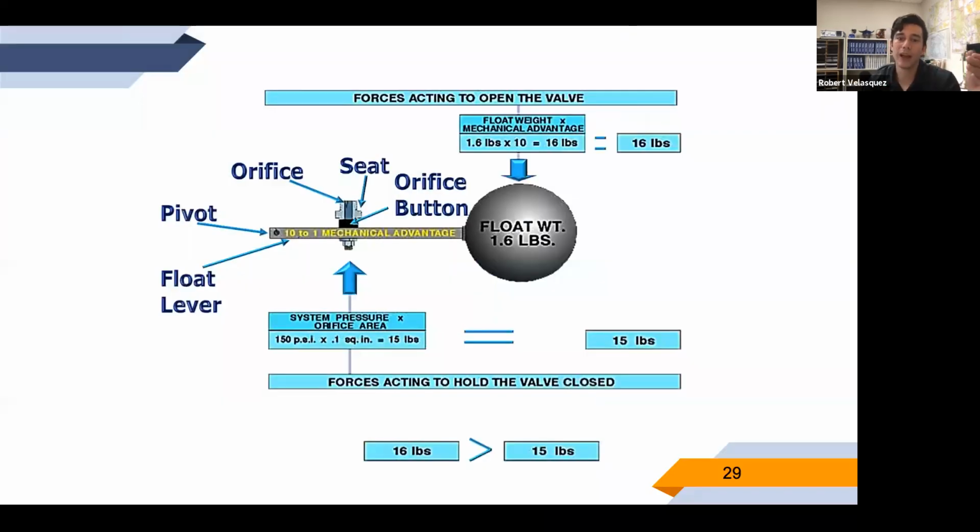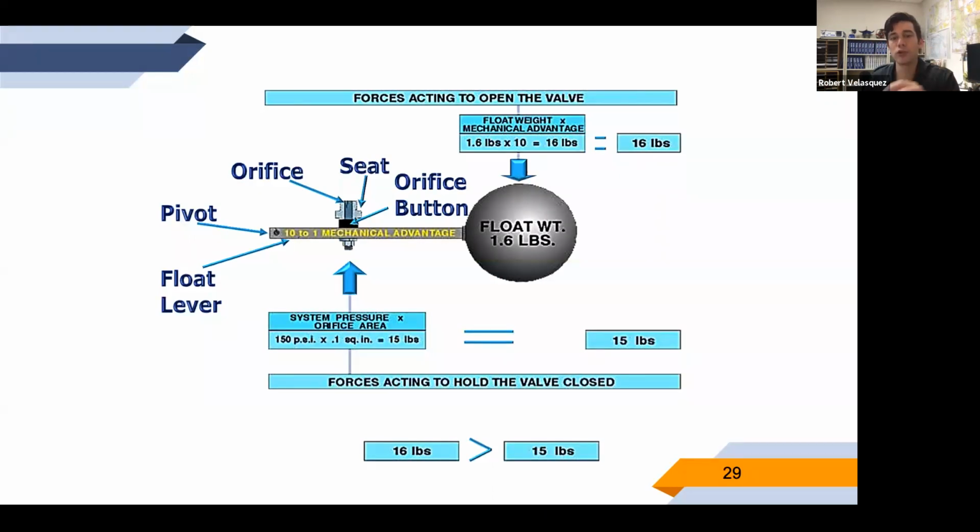The reason for that mathematically is that the lever is creating more force, so that we can create more force for this thing to open than what system pressure would be to close it. And so this gets a little heady on the math, but let's walk through this real quick. So if I've got a 1.6 pound float, obviously it takes 1.6 pounds to lift it up. And then it's over a really small orifice.